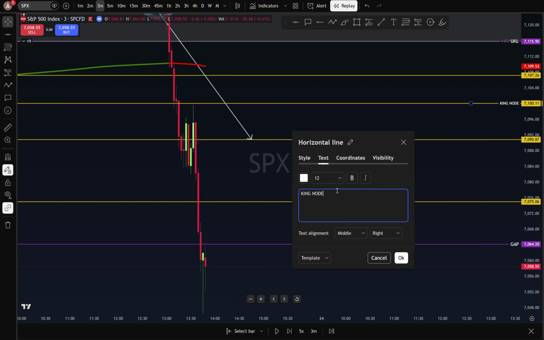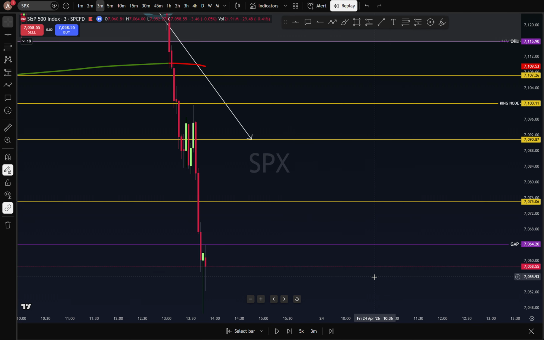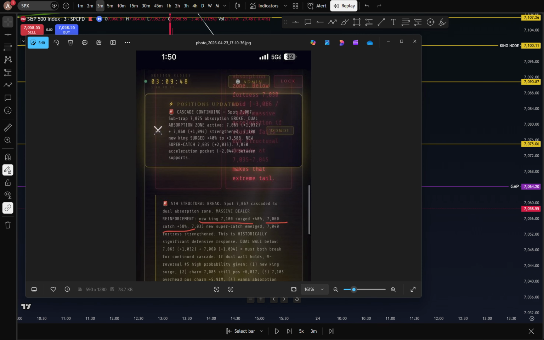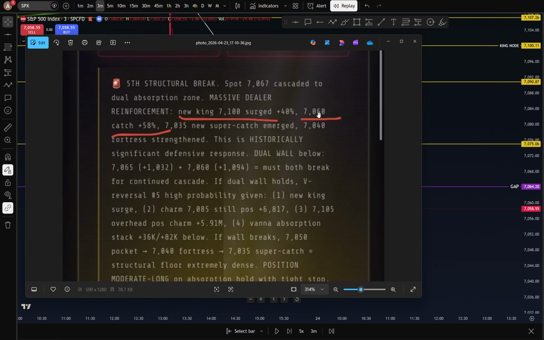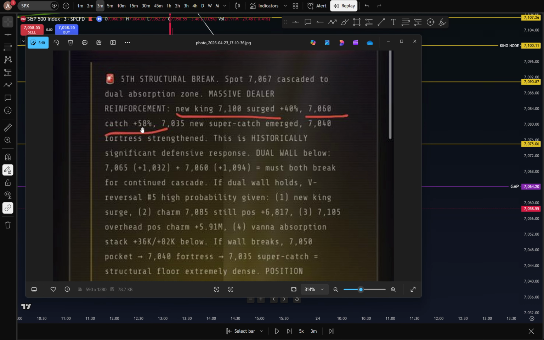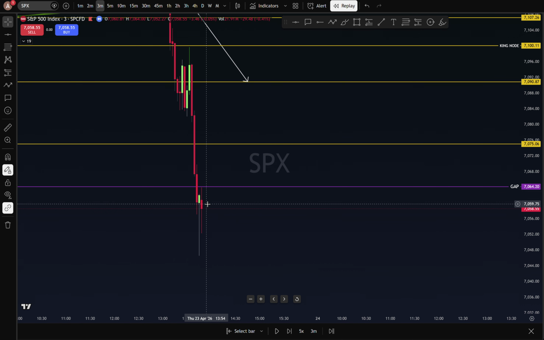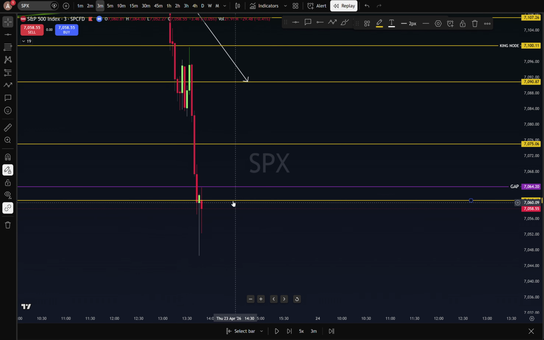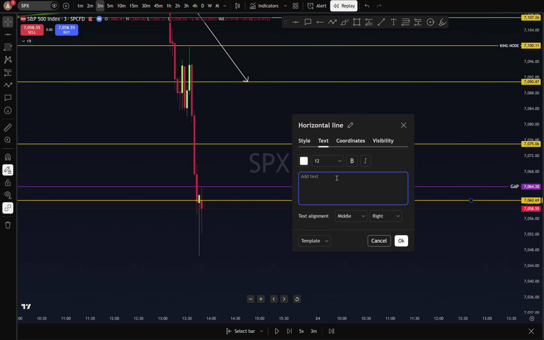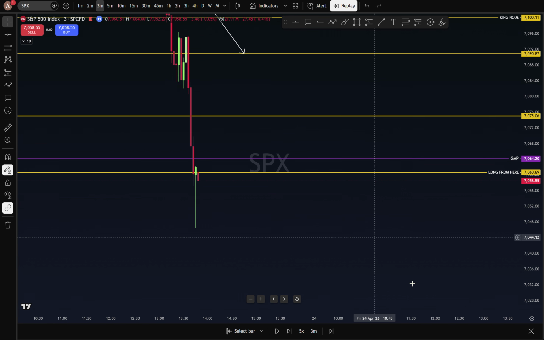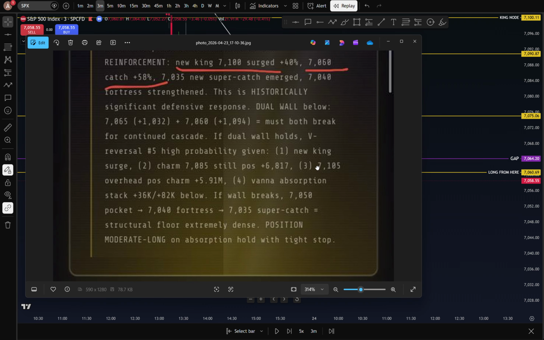King knot, right? King knot, and it says the catch is 70-60 catch. Okay, so like saying from 70-60 you can go long from here, like basically go long from here, long from here, long from here. And here it mentions a couple other stuff, like it says, hold on, let me show you.